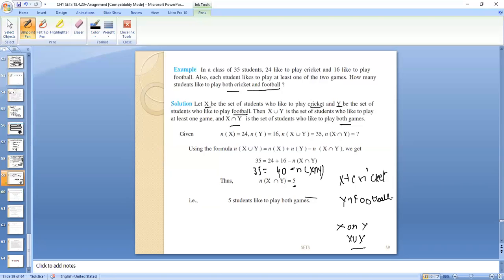So this is the final answer, not this. The number of elements in X intersection Y is not our answer. Our answer is 5 students like to play both games. We will answer whatever the question is. The question is, how many students like to play both cricket and football? So 5 students like to play both cricket and football. This is the answer.